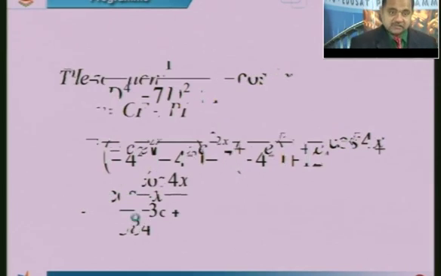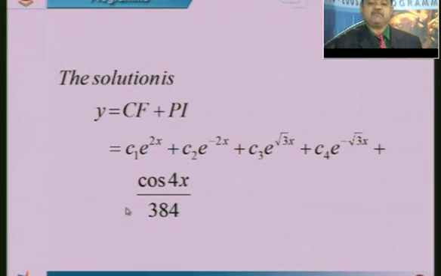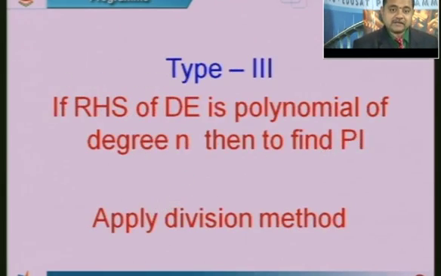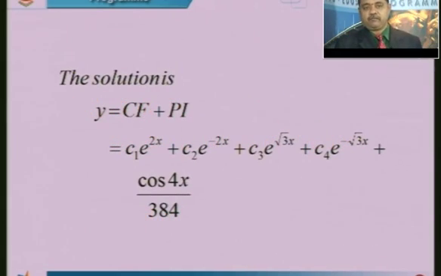So again the solution is y equals CF plus Pi. You write your complementary function plus the particular integral. So this is how we do the type 2 problems. We have done type 1, which consists of e power ax. There also I have shown you the higher order differential equations. We have now done type 2, the general form, and higher order equations also we have seen. Let us pass on to type 3.